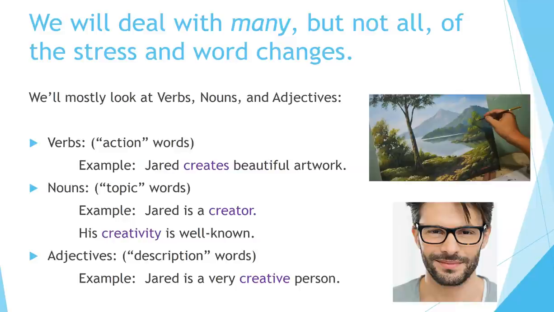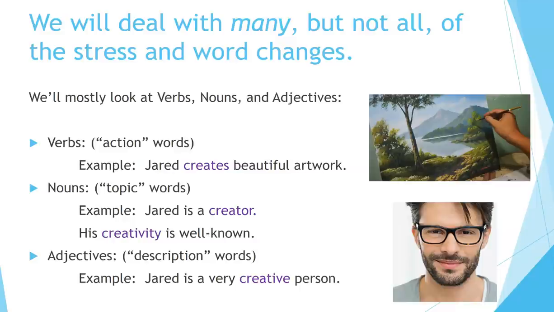We'll mostly look at verbs, nouns, and adjectives. What are nouns, verbs, and adjectives? Well, generally speaking, verbs are action words. For example, Jared creates beautiful artwork. Creates is the verb in the sentence, and it talks about the action that Jared is doing.